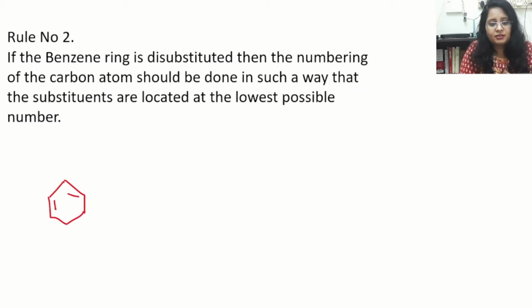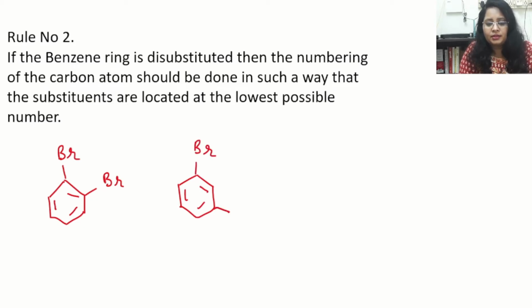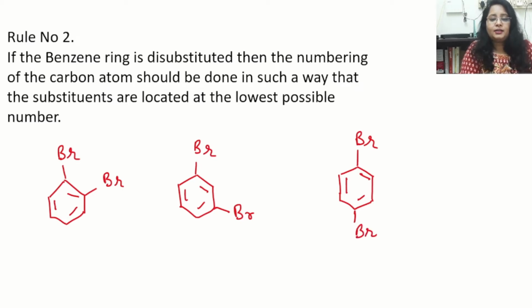This is our benzene ring and it is disubstituted. So either it will be like this, or we have 3 conditions here for disubstituted benzene. So it will be like this. And the third condition maybe it will be like that. If the substitution is there, it will be either like the first one or the second one or the third one. So how do we name them?